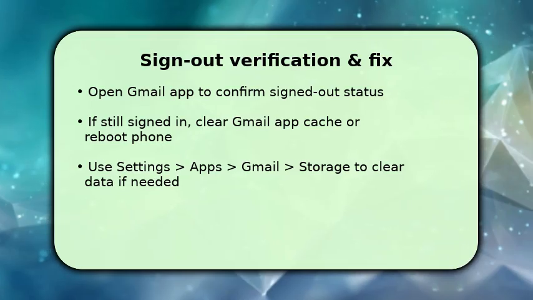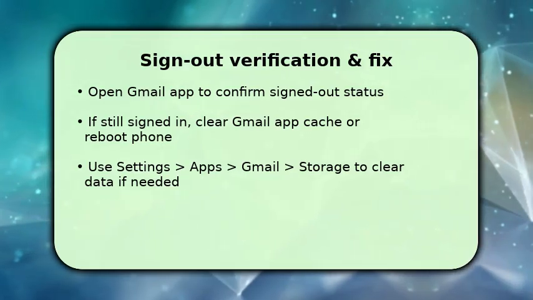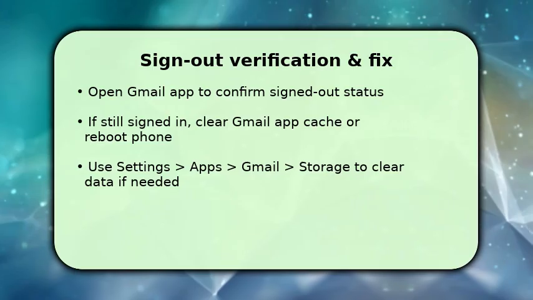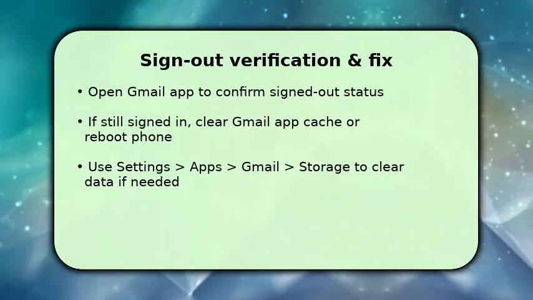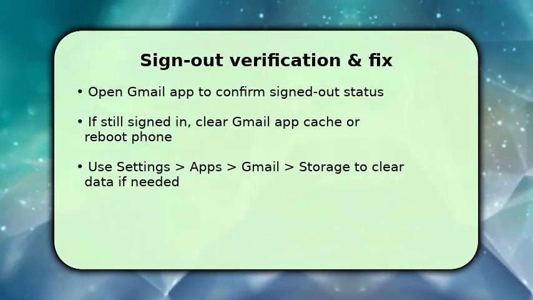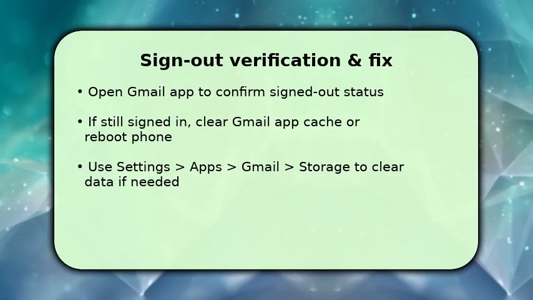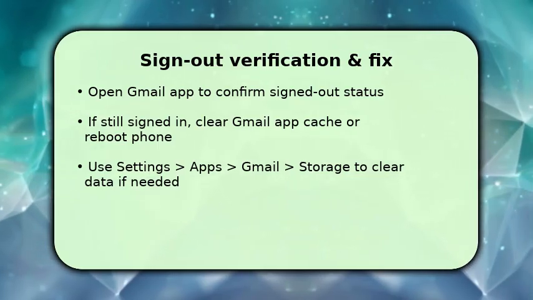If that fails, go to Settings app's Gmail storage and clear data. Note this removes local app settings but not online emails. One troubleshooting tip: ensure device protection or Find My Device isn't relinking accounts by checking MIUI.